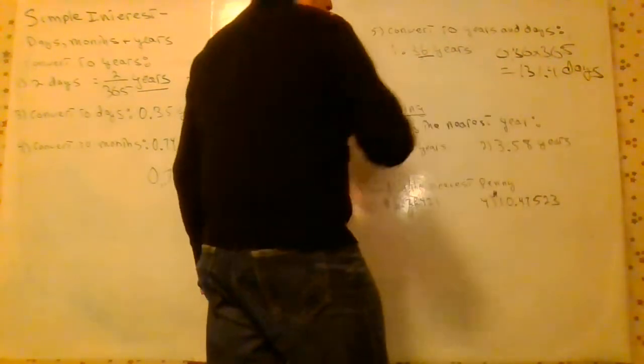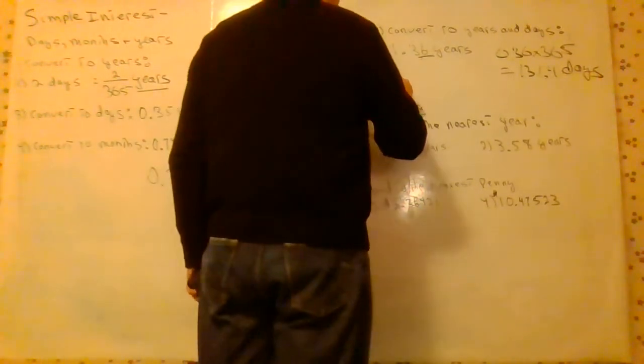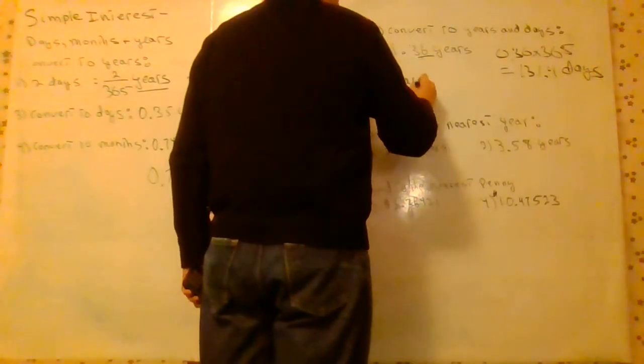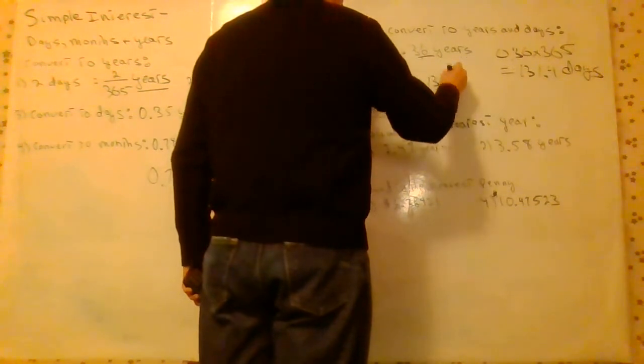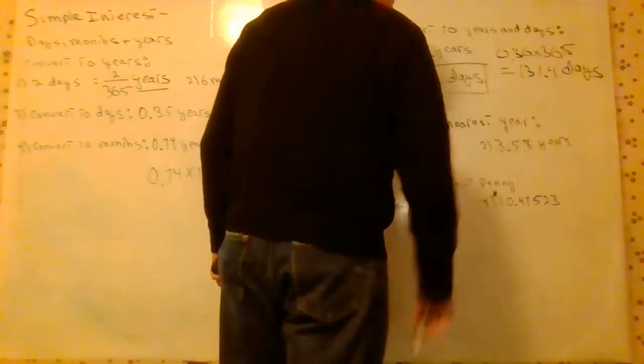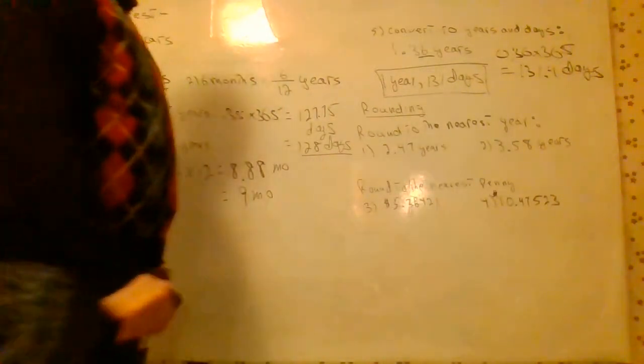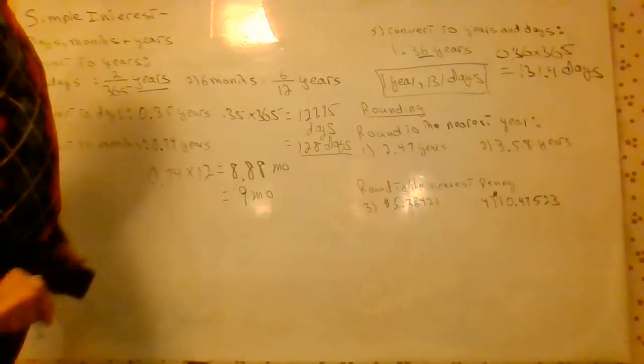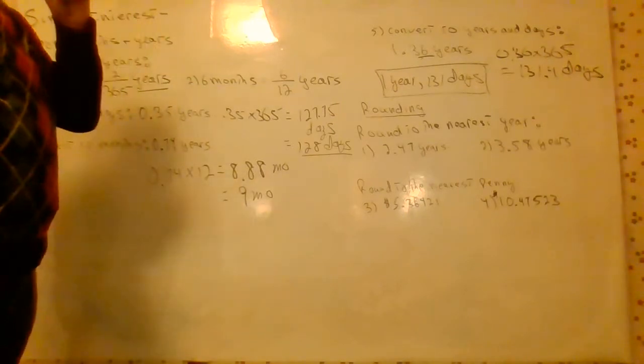That represents a fraction of a year. Our final answer is going to be 1 year, 131 days. That is the answer. Now that's more useful than having 0.36 years. You could convert it to months, but I asked for days in this case.